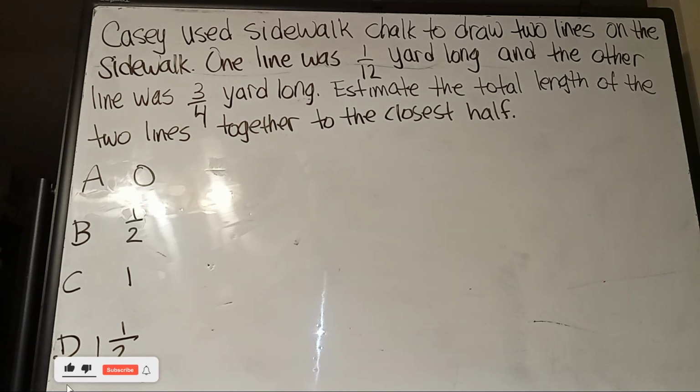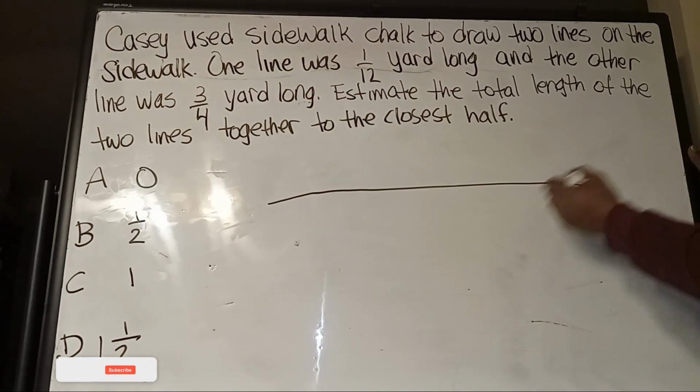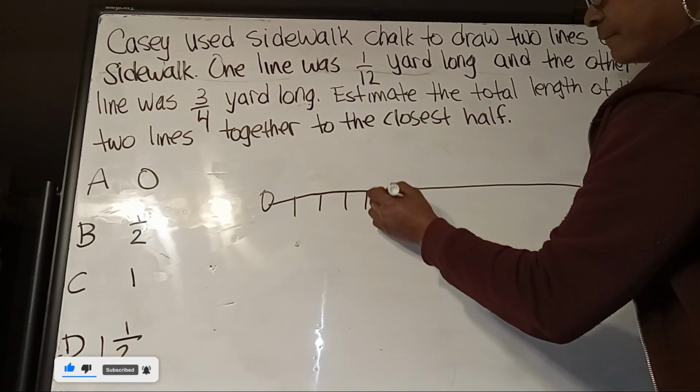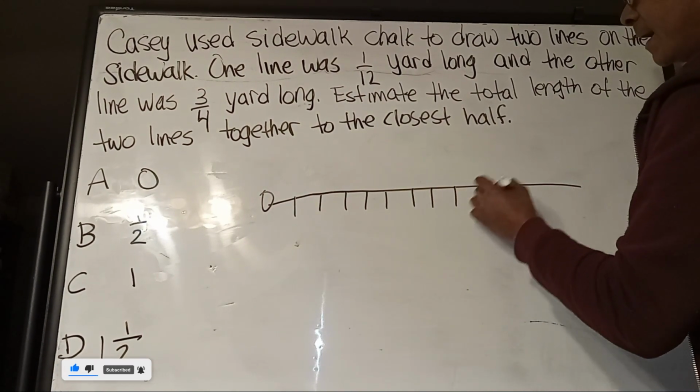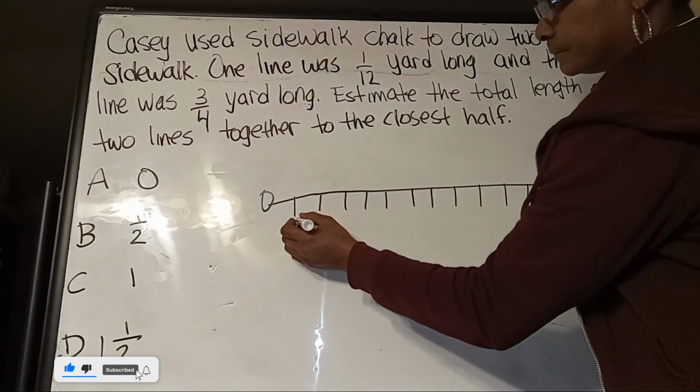All right, so we are going to go right in and draw this number line. And we're going to split this up in 12 parts. Got our 0, 4, 5, 6, 7, 8, 9, 10, 11, 12. Okay?